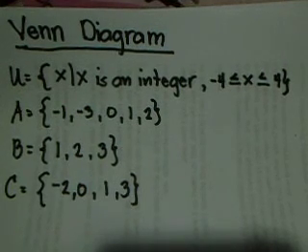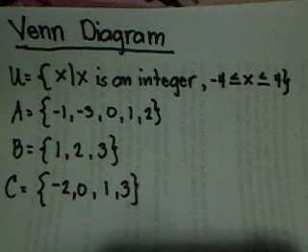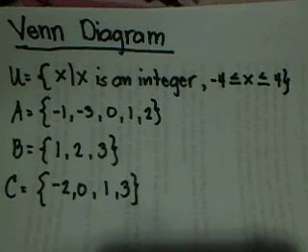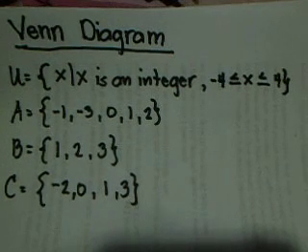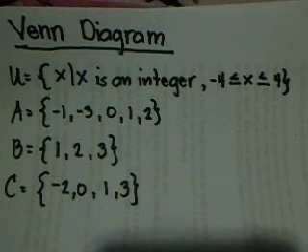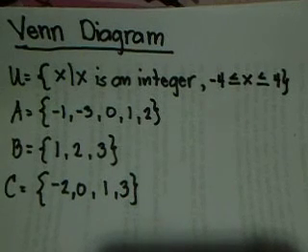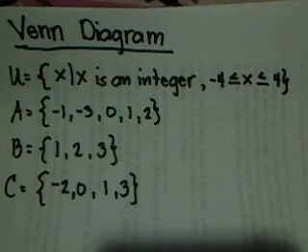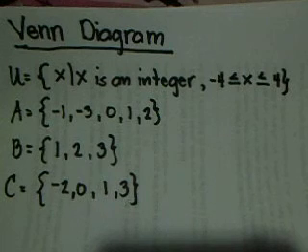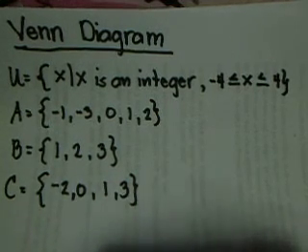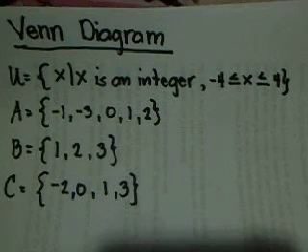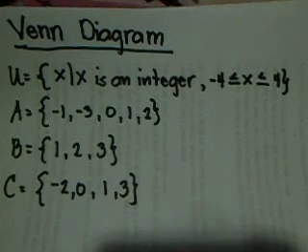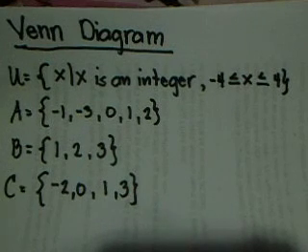Now, the universal set U is the set of all x such that x is an integer where -4 is less than or equal to x is less than or equal to 4. Then set A, which is a subset of U, has -1, -3, 0, 1, 2, and B is 1, 2, 3, and C is -2, 0, 1, 3.